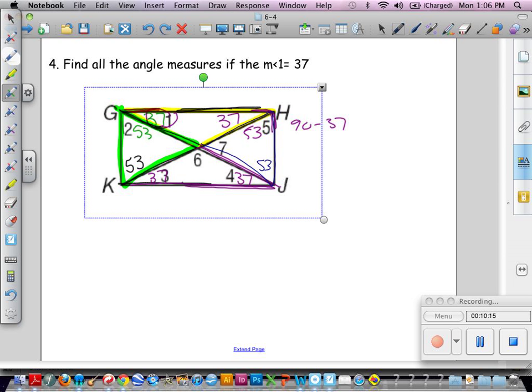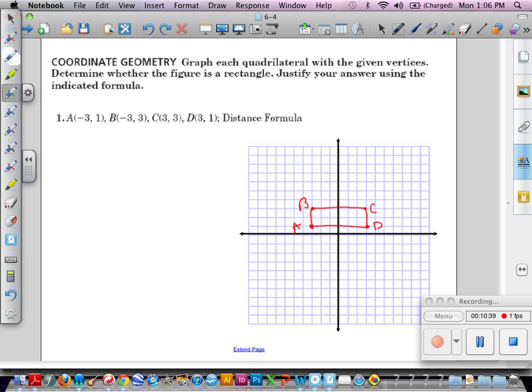You could then find this angle inside here: 37 plus 37, minus 180, is 106. 106 for vertical angles. All right, 106, straight line here. So 180 minus 106 is 74. We don't have to find that one, but we're at 74 there as well. All right, let's move on.